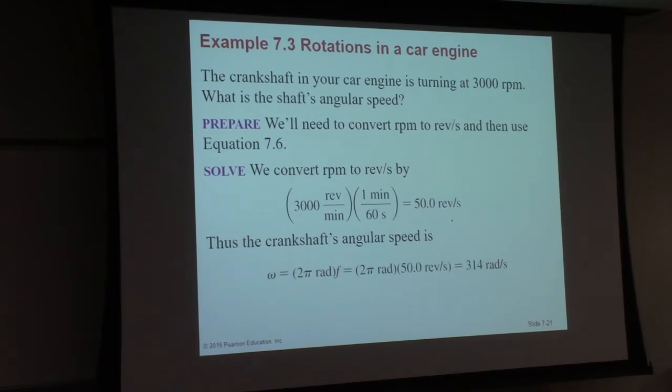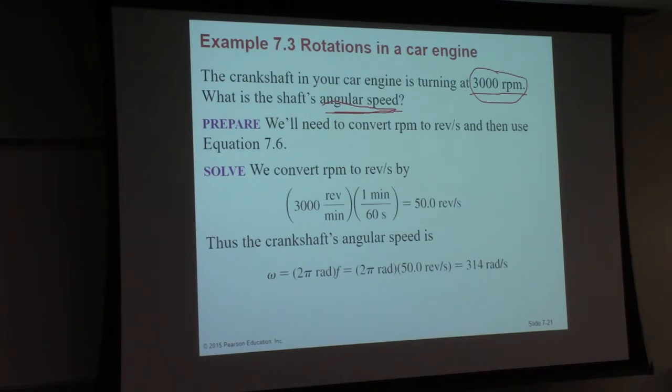So here's an example. The crankshaft in your car engine is turning at 3,000 RPM. So think back to the previous chapter. That is frequency, right? It's just not in SI units. We would have to have it in revolutions per second for it to be an SI unit for frequency. What is the angular speed? Okay, so we've got a lot to work with. Now, angular speed is measured in radians per second. So if we can somehow turn this into radians per second, then we're good to go.